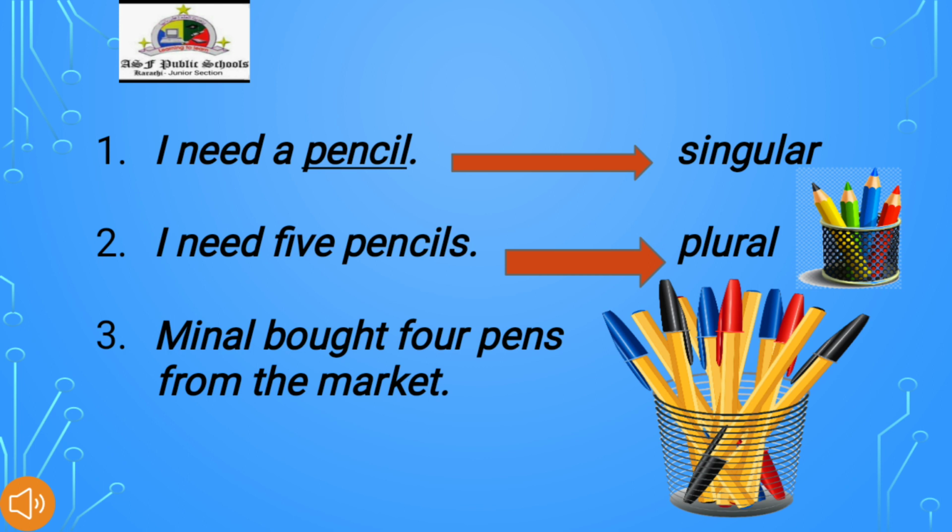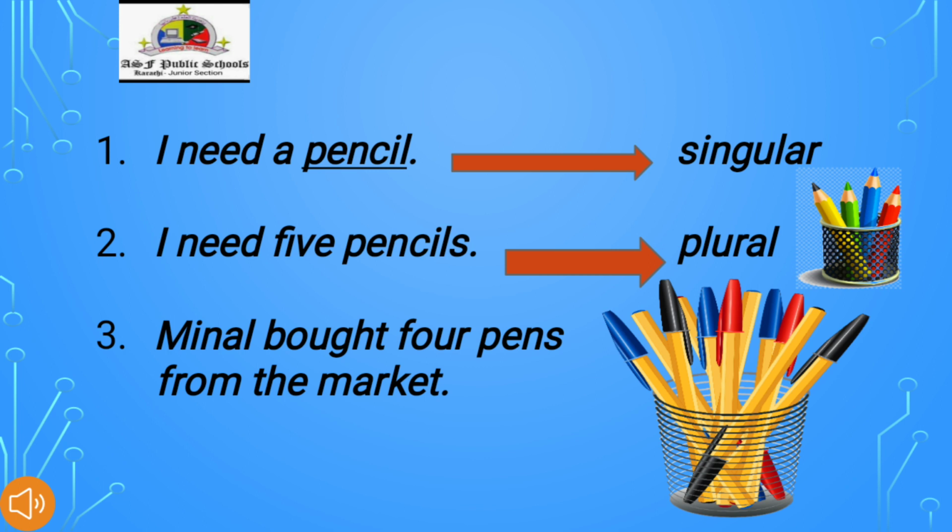Let's take an example of a countable noun. Look at the following sentences, kids. Sentence number 1. I need a pencil. Here the pencil is in singular in number. Singular means one. Sentence number 2. I need 5 pencils. The noun pencil is plural in number as it refers to more than one thing. The word 5 indicates the definite number.